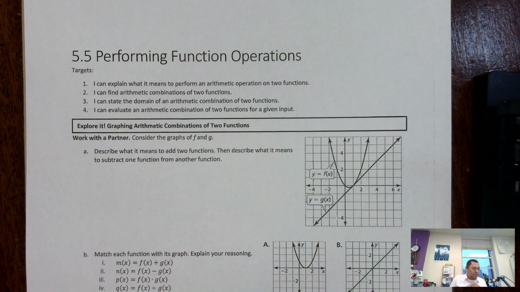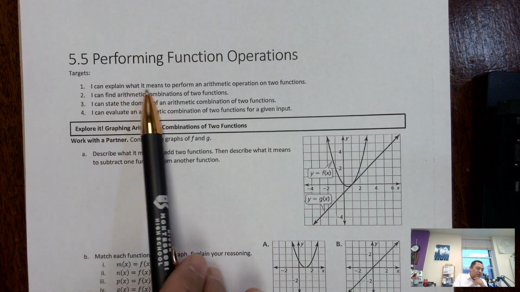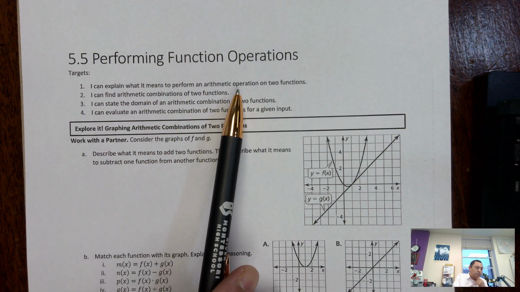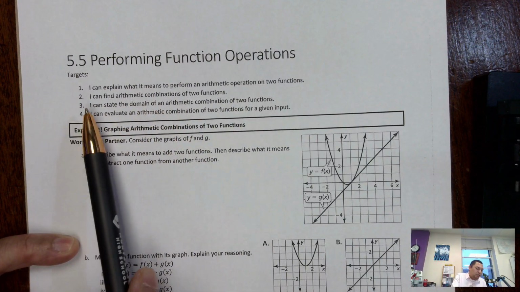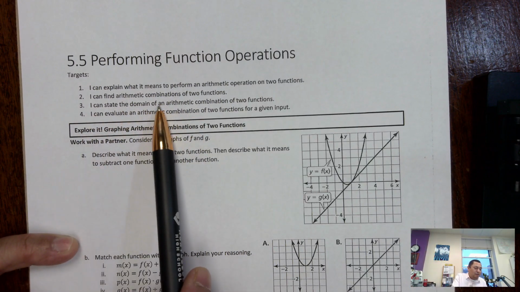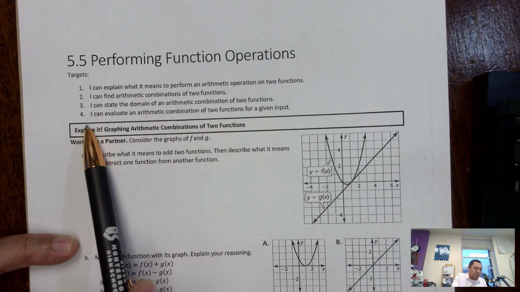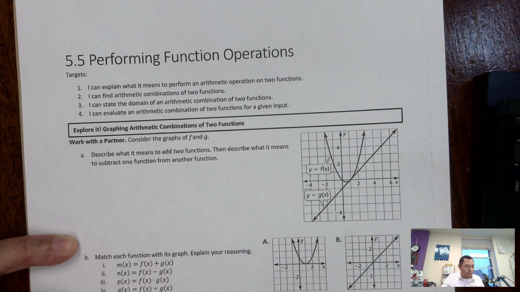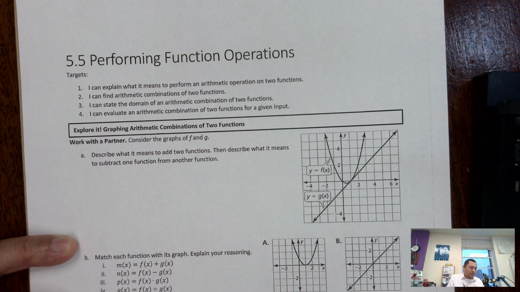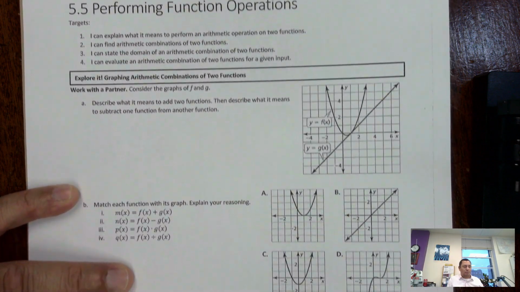For this lesson, the objectives are: I can explain what it means to perform an arithmetic operation on two functions. I can find arithmetic combinations of two functions. I can state the domain of an arithmetic combination of two functions, and I can evaluate an arithmetic combination of two functions for a given input. So we're going to explore all these topics.